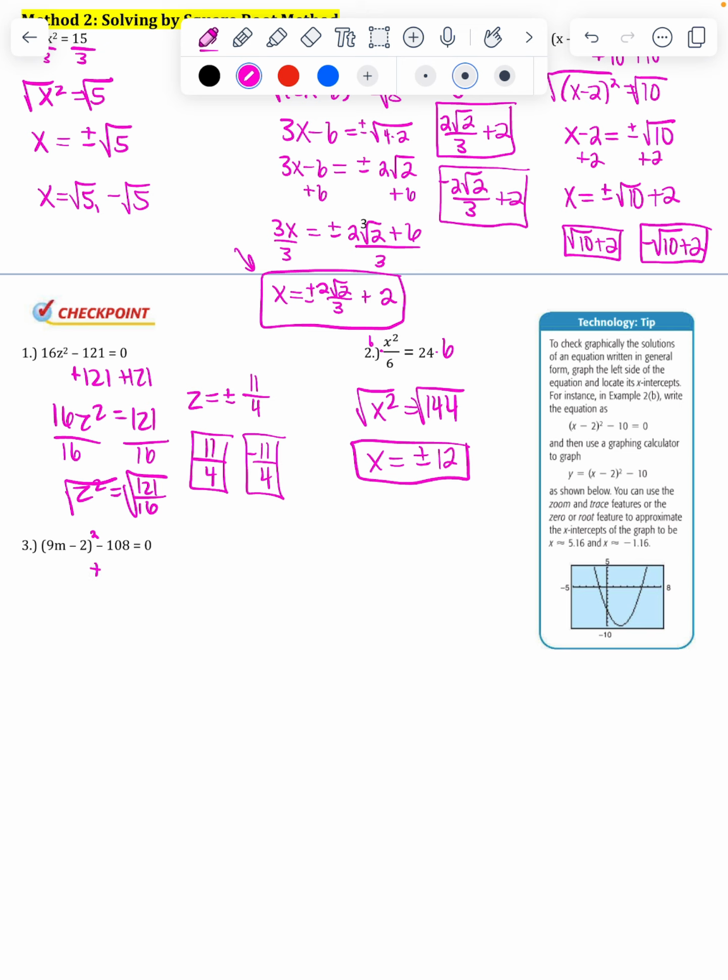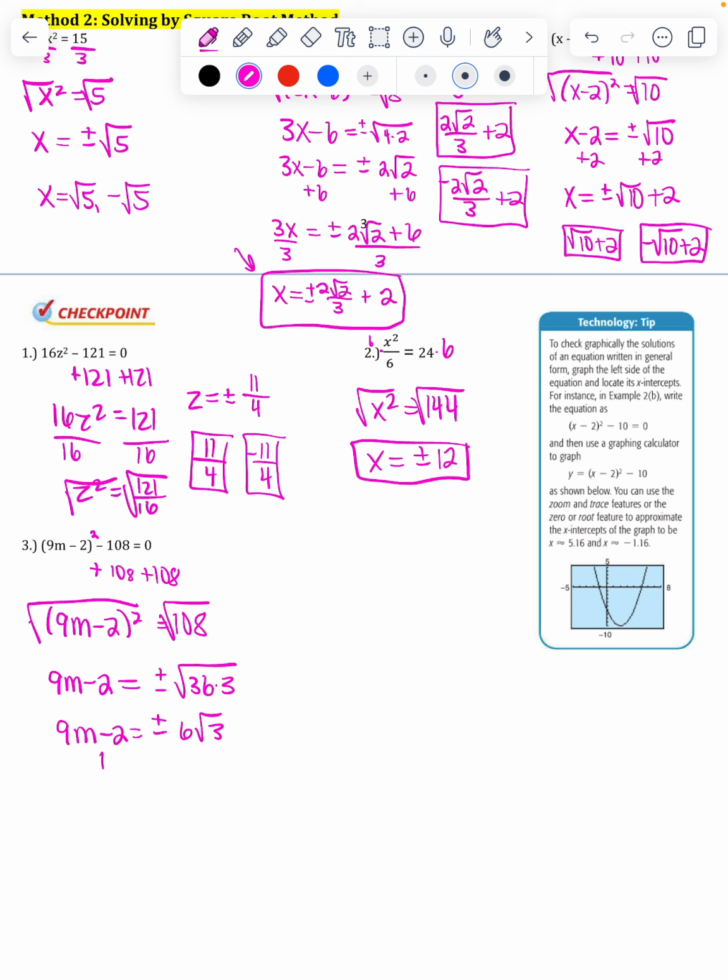But here's how you would do it. Add 108 to both sides. We have 9m minus 2 squared equals 108. We would then square root this. 9m minus 2 is going to equal plus or minus, let's simplify this at the same time, 36 times 3 is 108. So this is going to be plus or minus 6 root 3.